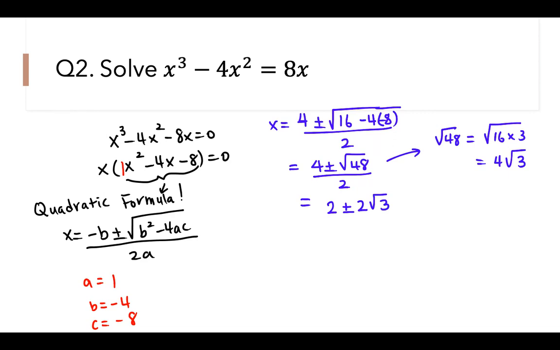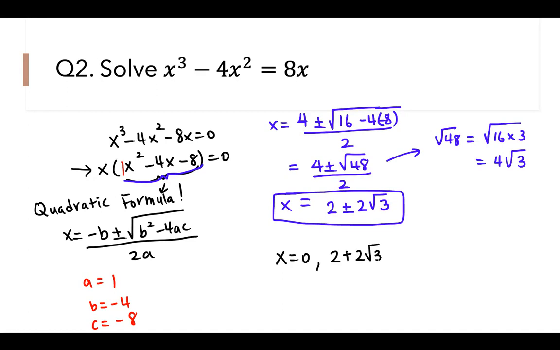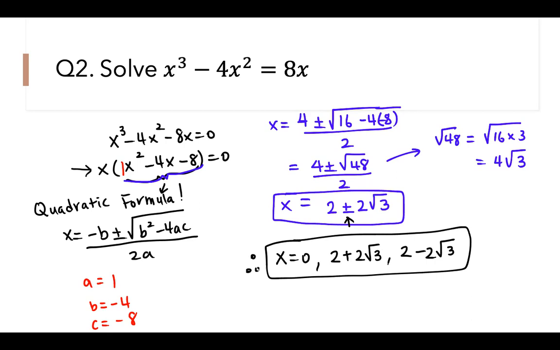So that is my component under the square root, in the bracket. So what are my zeros overall? So I have 0 at the front, which is over here. So x is equal to 0. So that's the first one. And then x is equal to 2 plus 2 square root 3 and 2 minus 2 square root 3. So you can put them together like this. If not, you can state them separately. And that is my final answer for this.